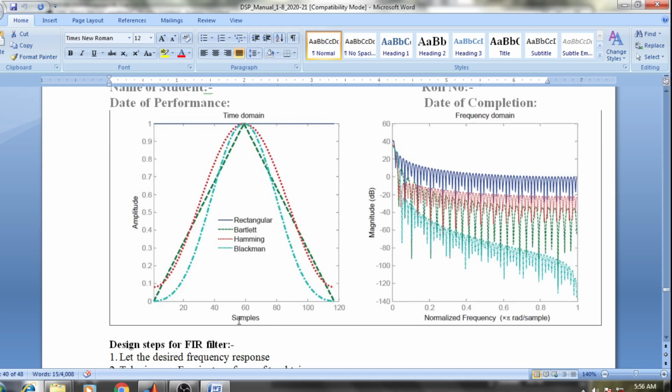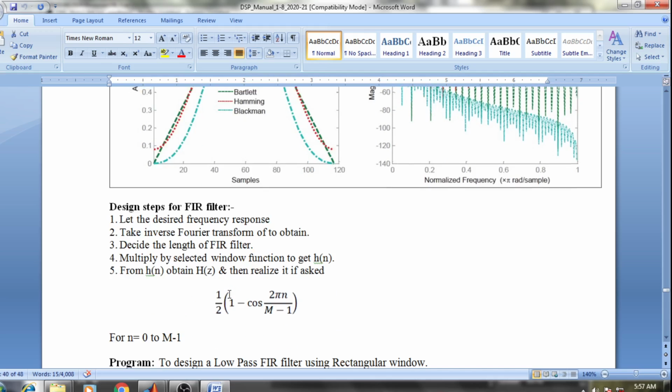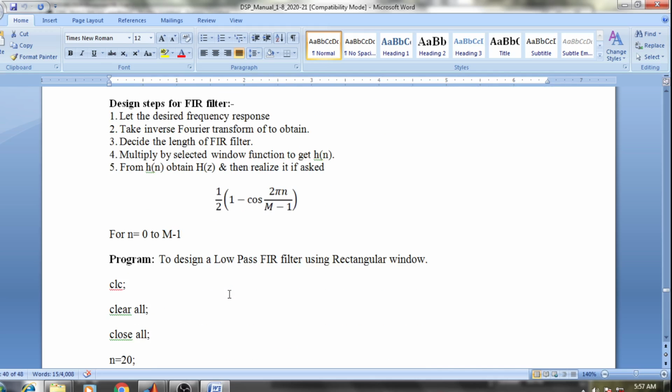You already did the design. Here one comparison is shown between the rectangular, Bartlett, Hamming and Hanning windows. Each has its own way of calculation, so every windowing technique will have a response that is different from the others. Here we will go for the design of this FIR filter, and we will see with the help of a program how you can design it.